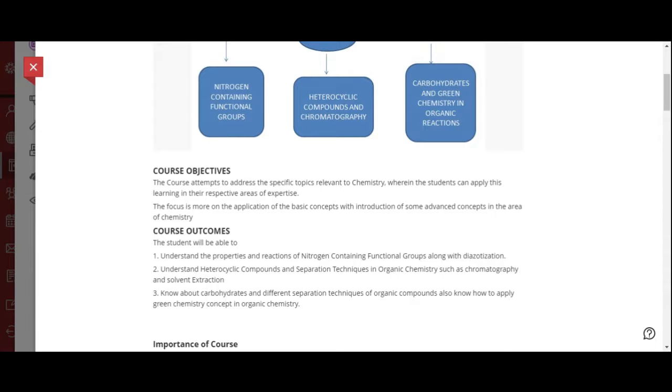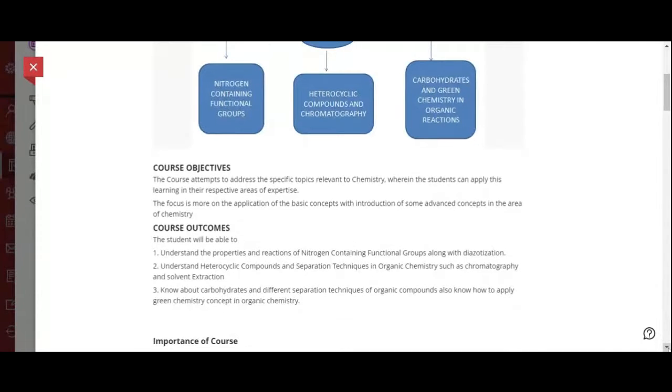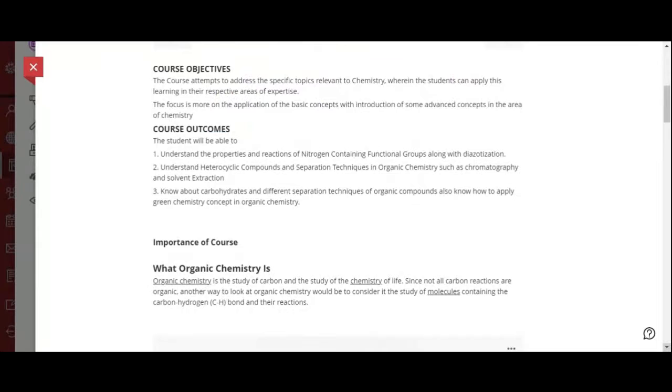Okay, and the course outcome of the third unit is you will know about the carbohydrates and the different separation techniques of organic compounds, and how you will apply the green chemistry concept in organic chemistry. And after that, what is the importance of this course? Why is organic chemistry so important?